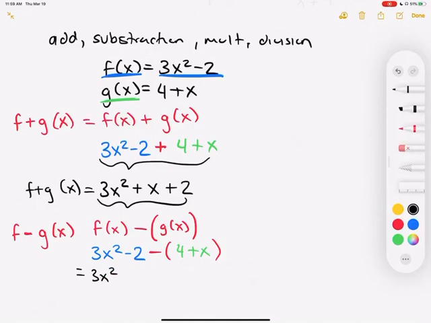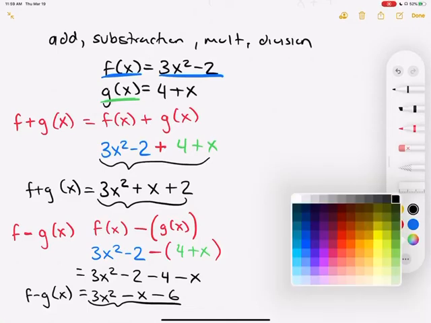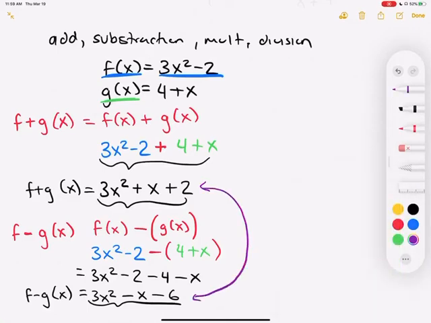Then I'm going to simplify this expression a little bit. So I'm going to break the parentheses first. That's a negative times 4, that's negative 4. And then a negative times positive x, that's negative x. Then I can combine like terms. So you get rid of the parentheses and then you combine like terms. 3x squared, and then the x in the middle is minus x. And if you combine those two numbers in the middle, negative 2 minus 4, that's negative 6. So this new function is going to carry the name of f minus g of x. Can you see those are quite different, right? The f plus g and the f minus g are quite different functions, and they represent different graphs.